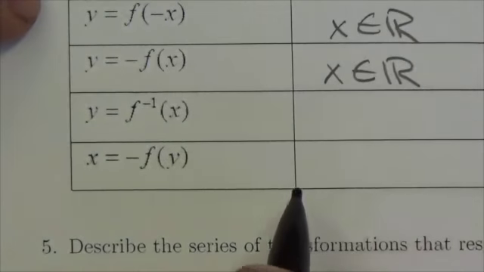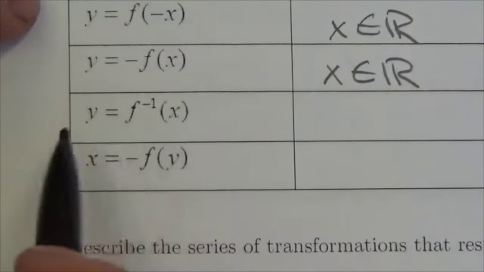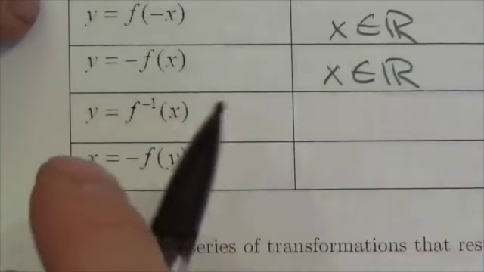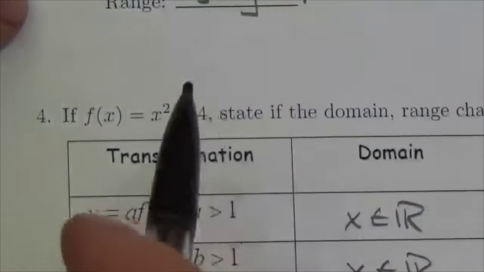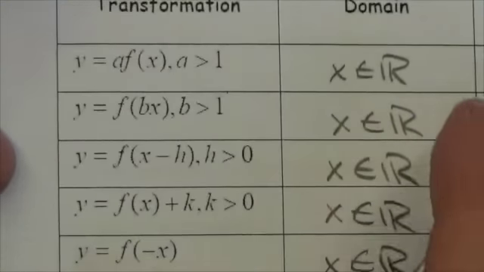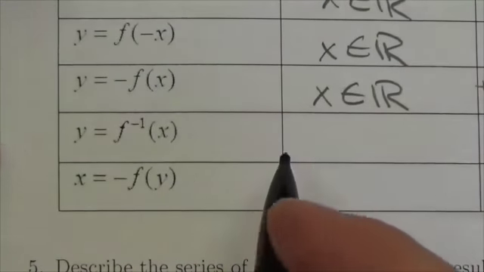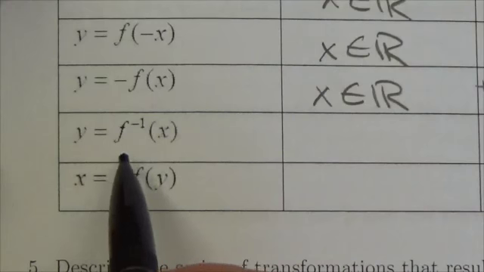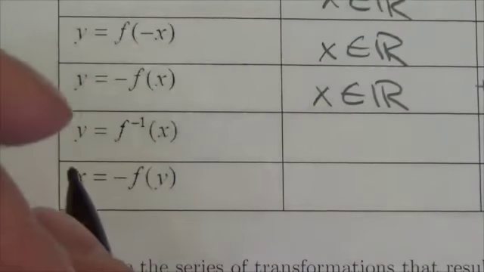All right, hi everybody. In this particular question, we're being asked how this transformation here, the one indicated right here, is going to affect the domain and range of x squared minus 4 and also what the invariant points would be.